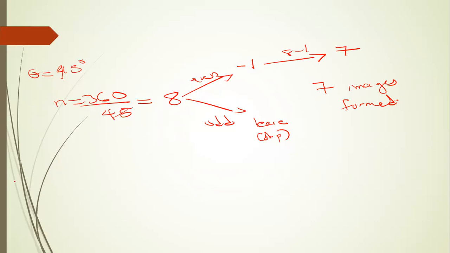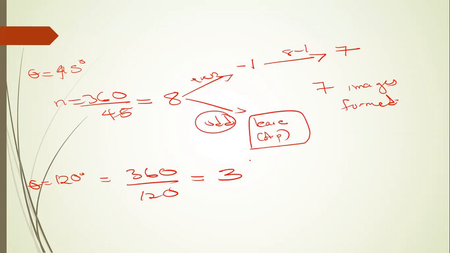All right, and then when theta is 120 degrees, that will be 360 divided by 120. 360 divided by 120 is 3. So is 3 even or odd? It's odd, so we stop. We leave it as 3 images.